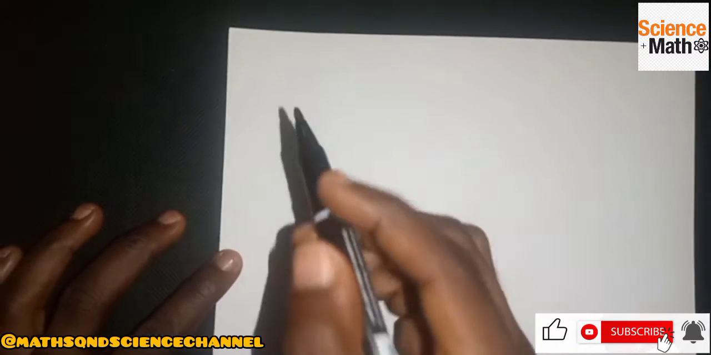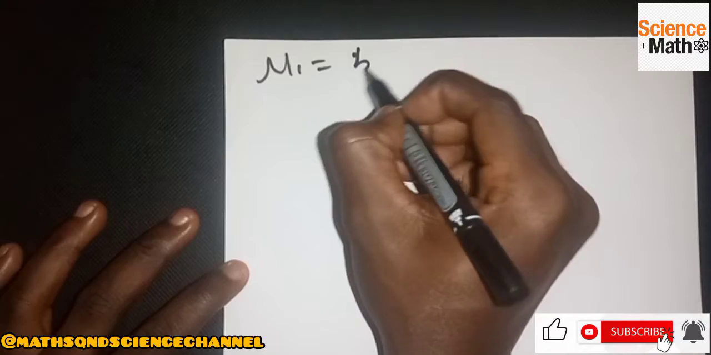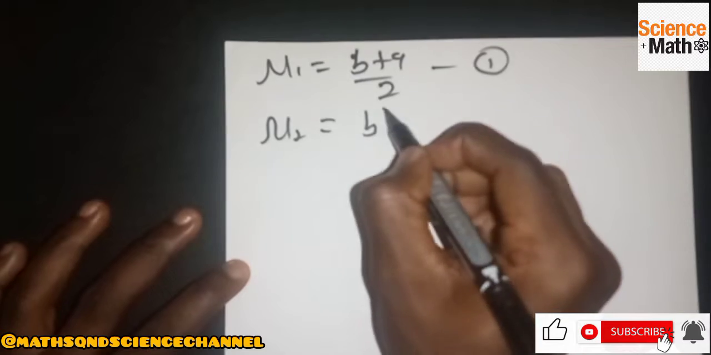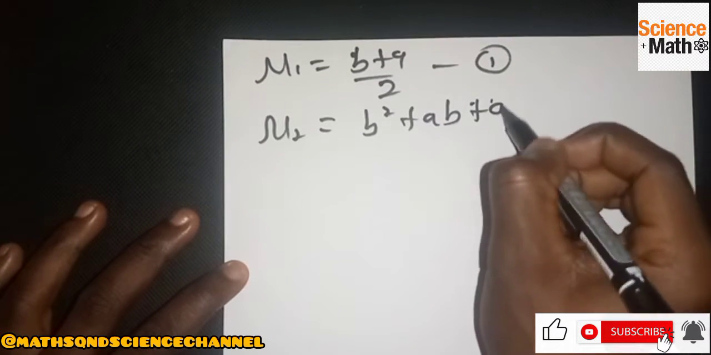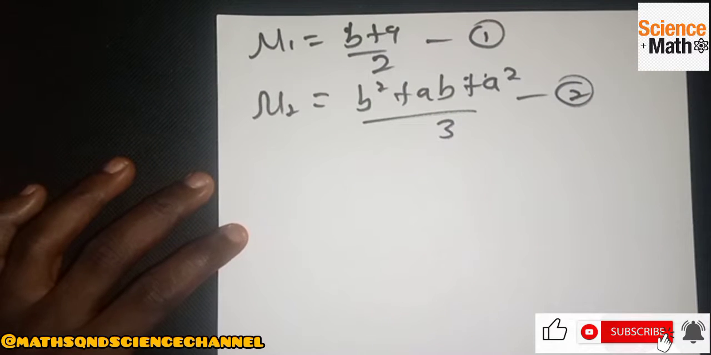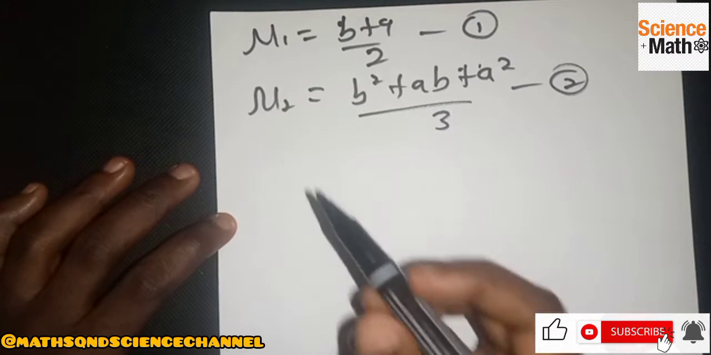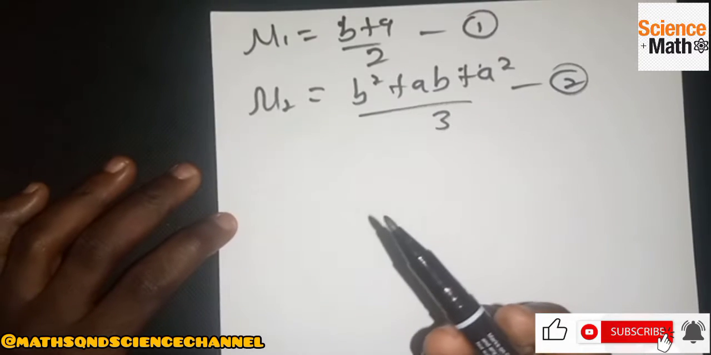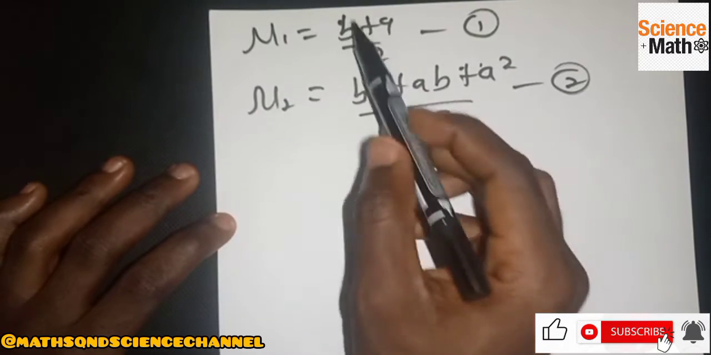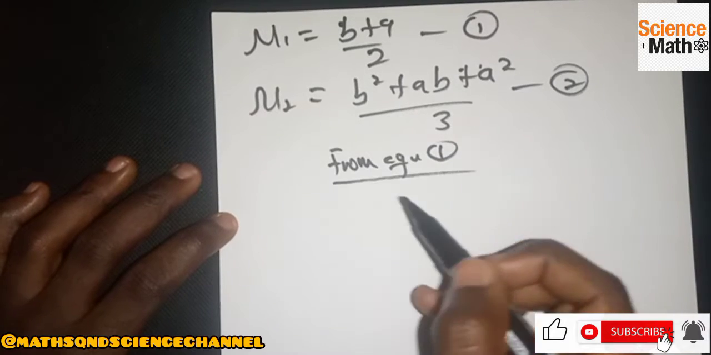So from equation 1 and equation 2, equation 1 we had mu1 to be b plus a divided by 2, call it equation 1. Equation 2 is just b squared plus ab plus a squared being divided by 3, equation 2. Now how do we get a and b? Because that is what the question is asking for. We should find a method of moments estimator for a and b. So in this case, what we'll do is to solve them simultaneously. Another thing we can do is to just make one of the variables the subject. So let's say from equation 1 we can make one variable the subject.